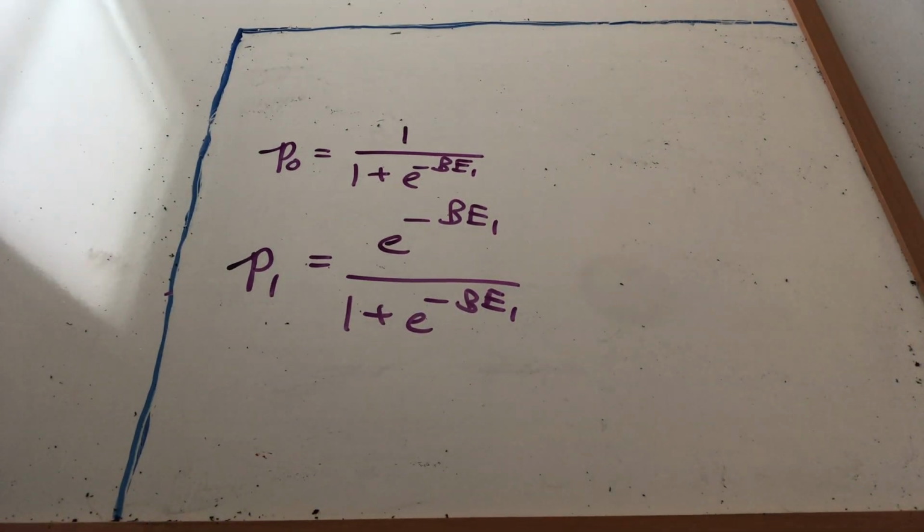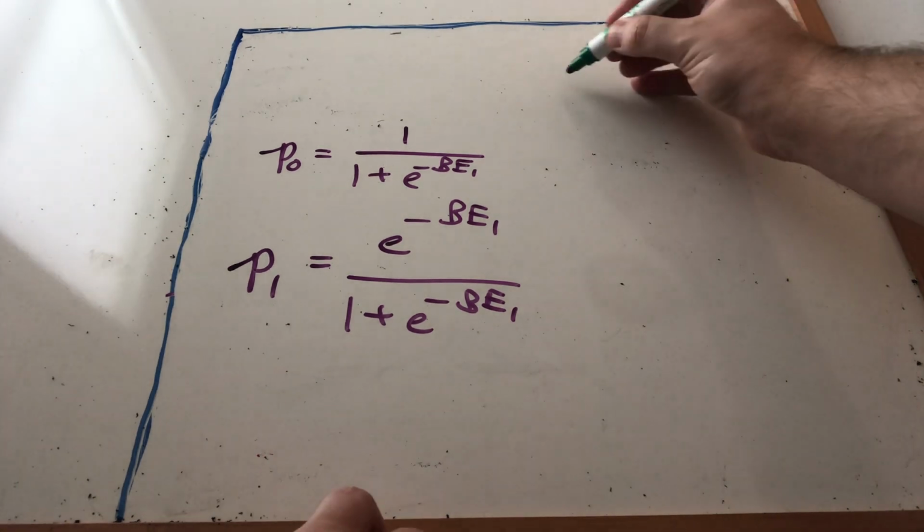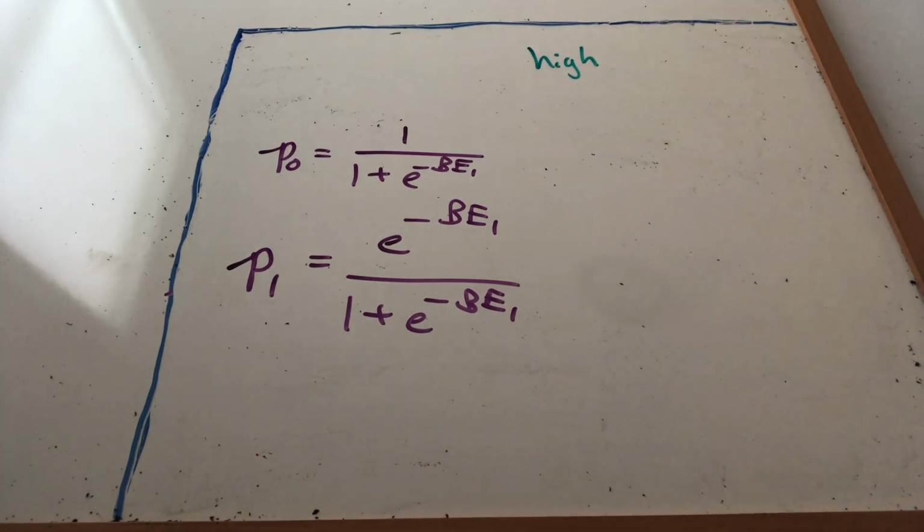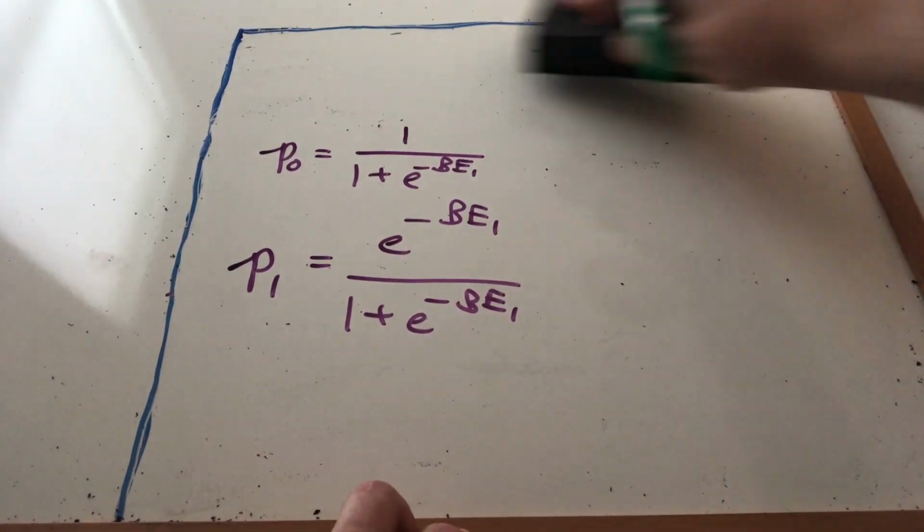Okay, so let's do a couple limits here. So let's do a high T limit first. Ooh, no, let's do low T limit first. Sorry about that. All right.